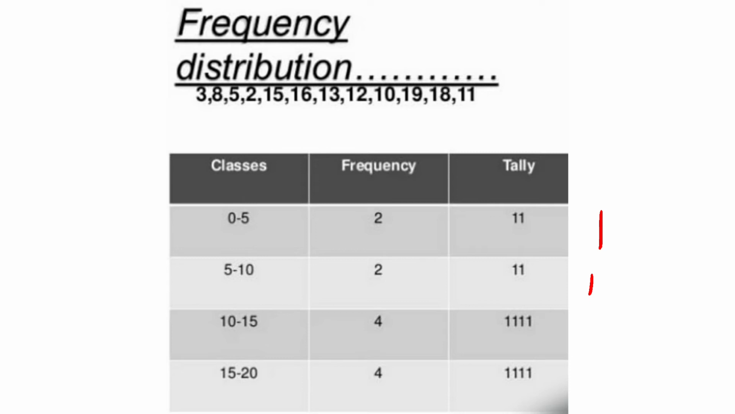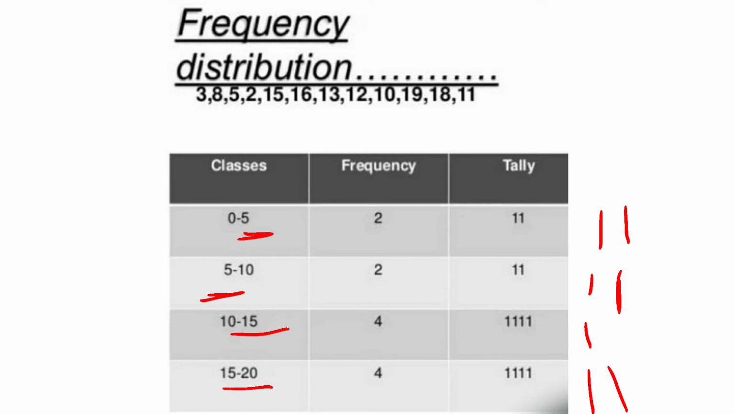Next, 5. You may have a doubt whether to plot 5 in the first class or the second. The uppermost value in a class interval is not plotted in that class. So you should not plot 5 in the first class, but in the second class you plot 5. Next is 2. 2 you plot in the first class. Next is 15. 15 you should not plot in the third class; you should plot it in the fourth. Next is 16. 16 also in the last class.